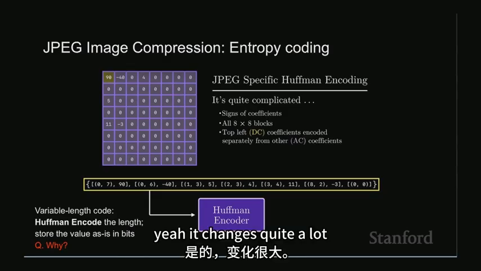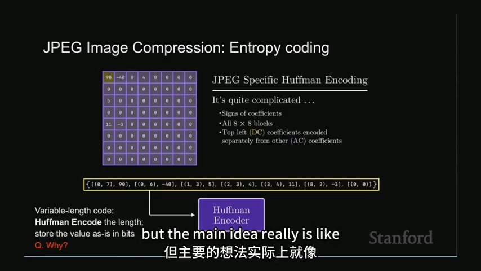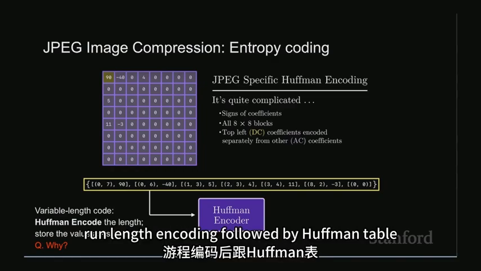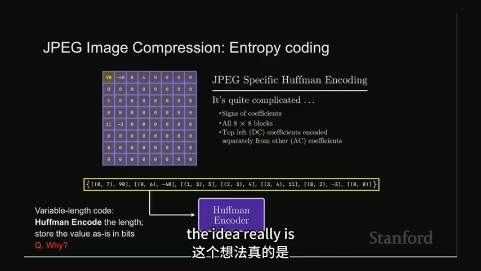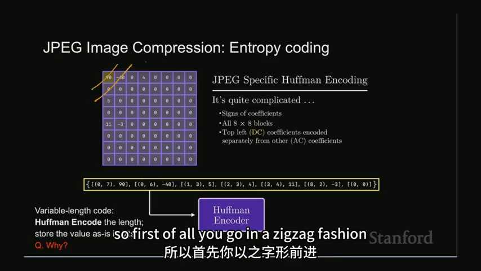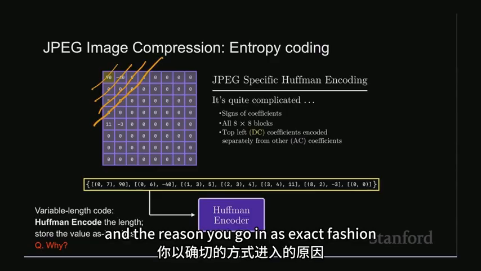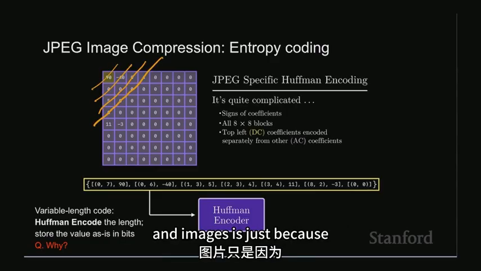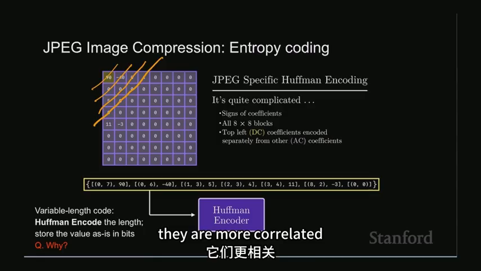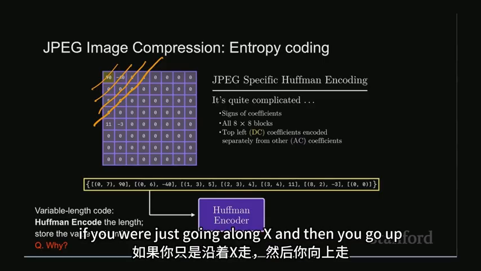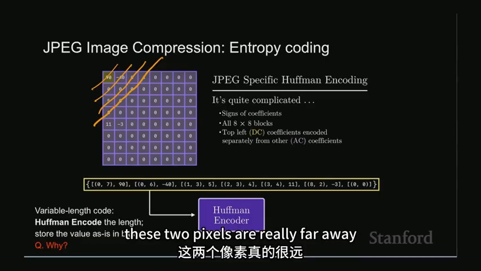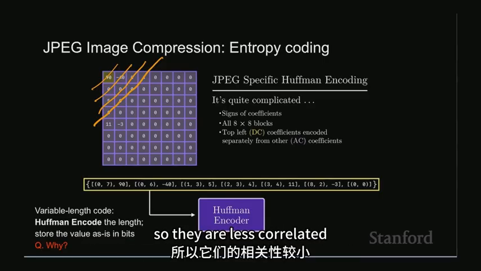Yeah, it changes quite a lot, but the main idea really is that JPEG does run length encoding followed by a Huffman table. So if you're not aware of the run length encoding idea, the idea really is, so first of all, you go in a zigzag fashion. And the reason you go in a zigzag fashion in images is just because they are more correlated when you go in a zigzag fashion than if you were just going along X and then you go up. These two pixels are really far away, so they are less correlated.